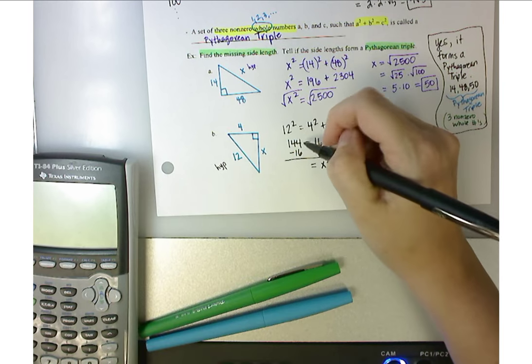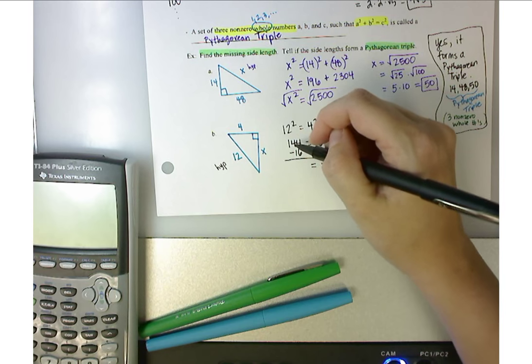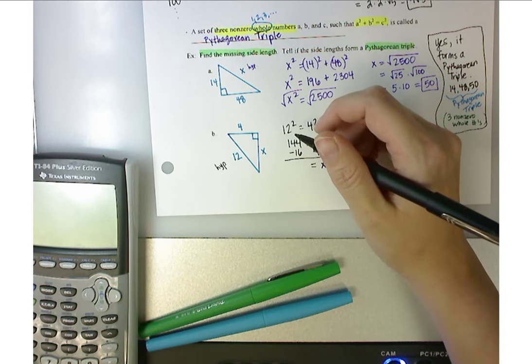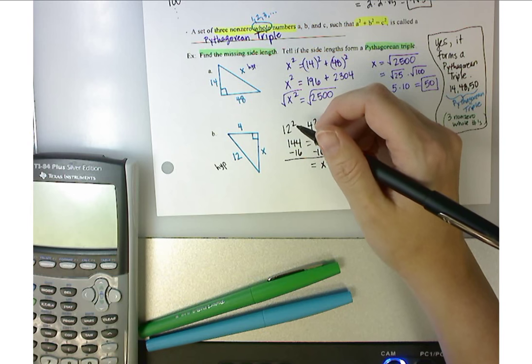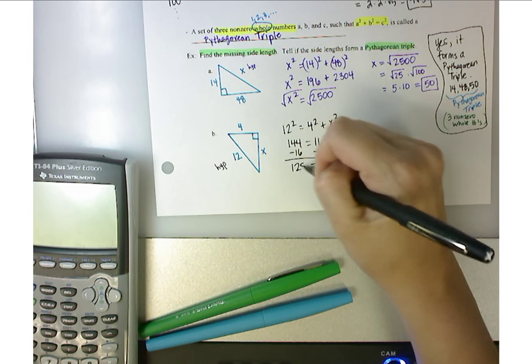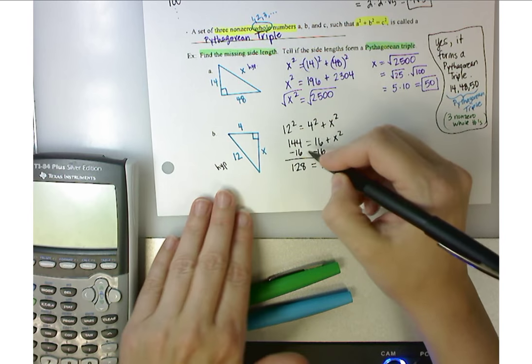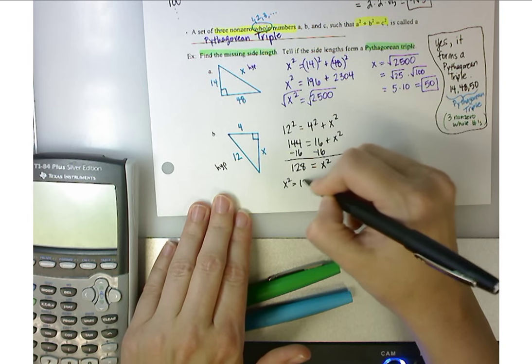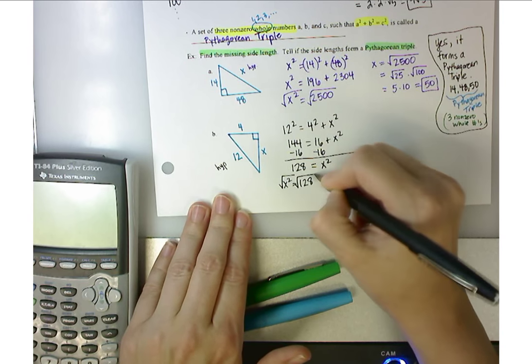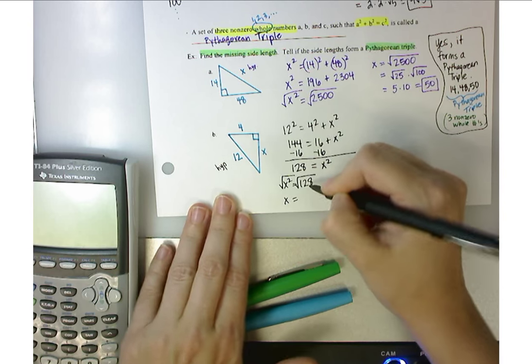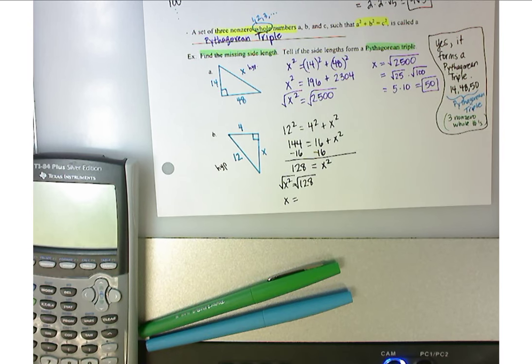You get x squared equals, so if we do 144 minus 16, let's do 144 minus 10. What's 144 minus 10? 134, and then 134 minus 6 will be 128. So then what we have is x squared equals 128. Then we're going to take the square root. Is 128 a perfect square? No. How would you know that if you took the square root in your calculator? You get a decimal, right? It wouldn't be a whole number. So we're going to write this in simplest radical form.